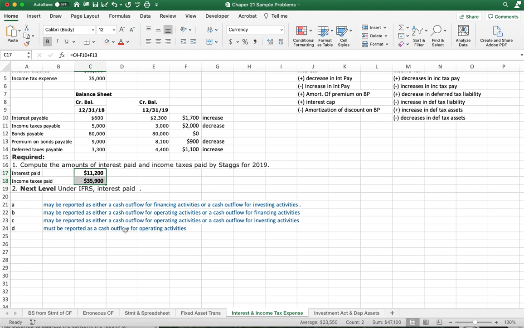And so the answer here is that it may be reported as either a cash outflow for operating activities or a cash outflow for financing activities.